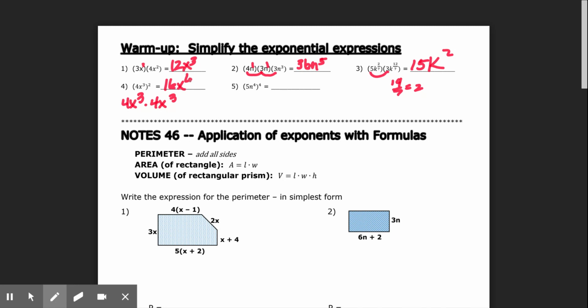Number 5, I want to go ahead and show you kind of the shortcut way. So this is 5. This is going to be raised to the 4th power. So 5 times 5 is 25. Times another 25 is 625. Into the power, to a power, you multiply the power. So that would be to the 16th power.